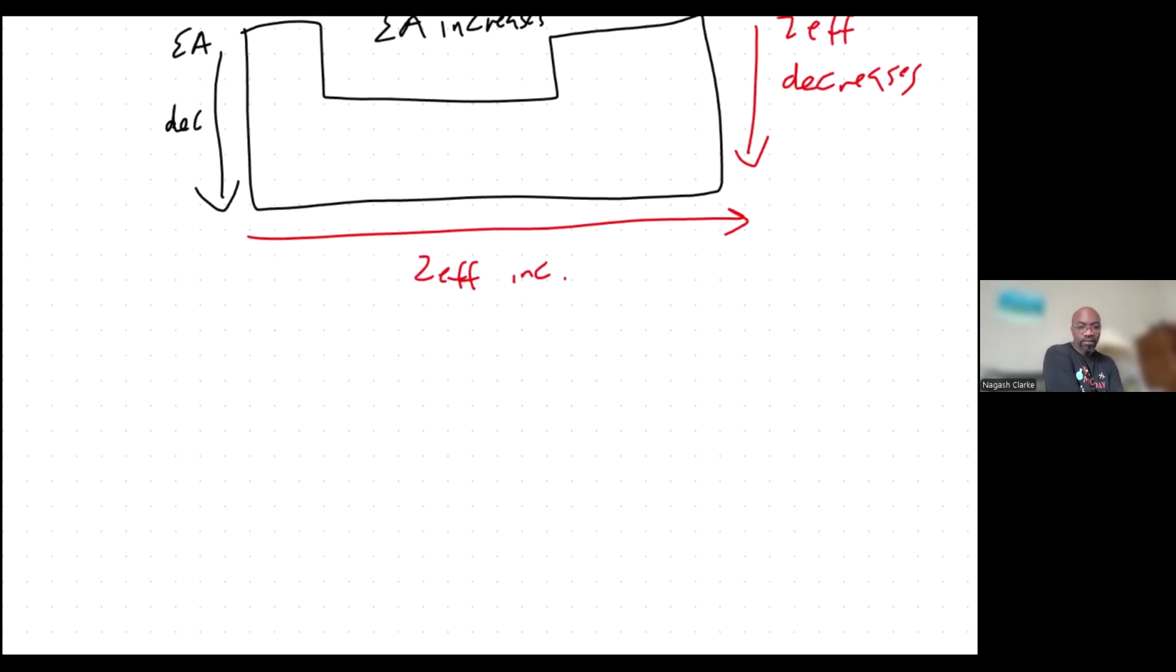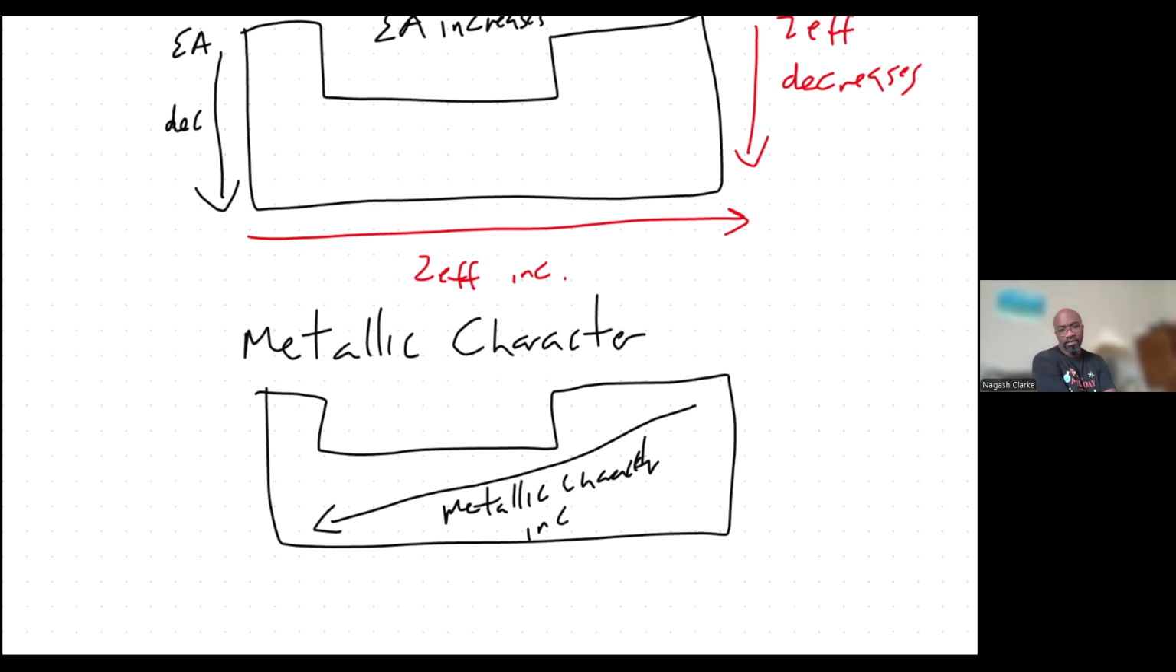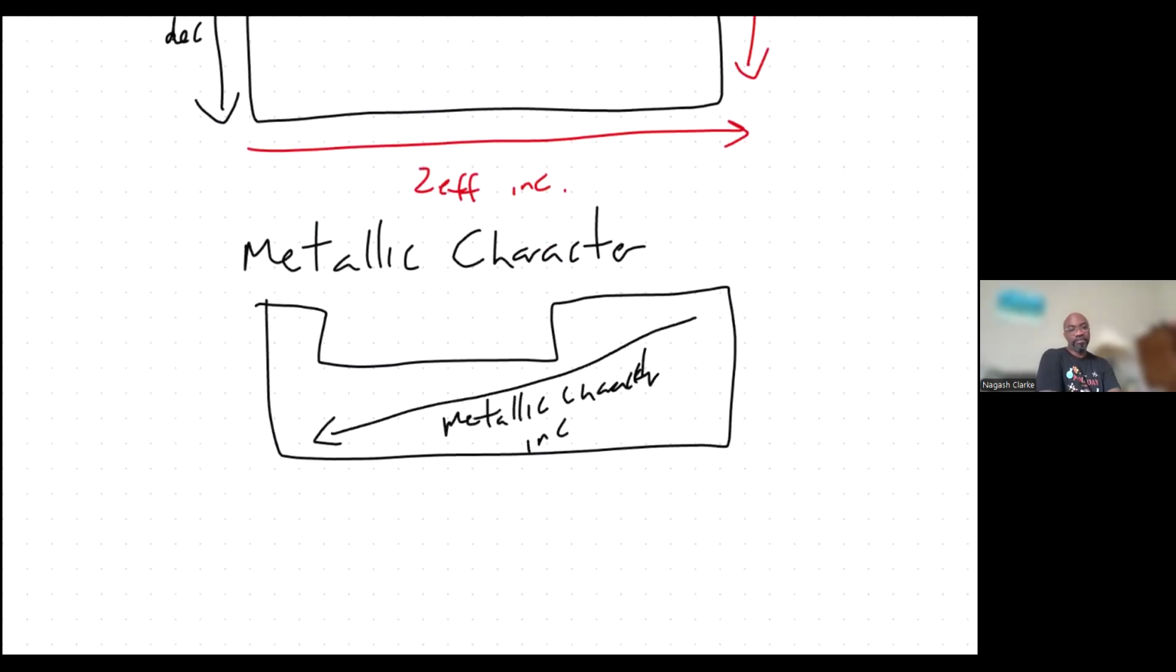Metallic character. Before we talk about metallic character, let's see what happens to it as we move across the periodic table. Metallic character increases like this: bottom left is the most metallic, top right is the least metallic, so they're more non-metallic. So what do we expect from metallic character?